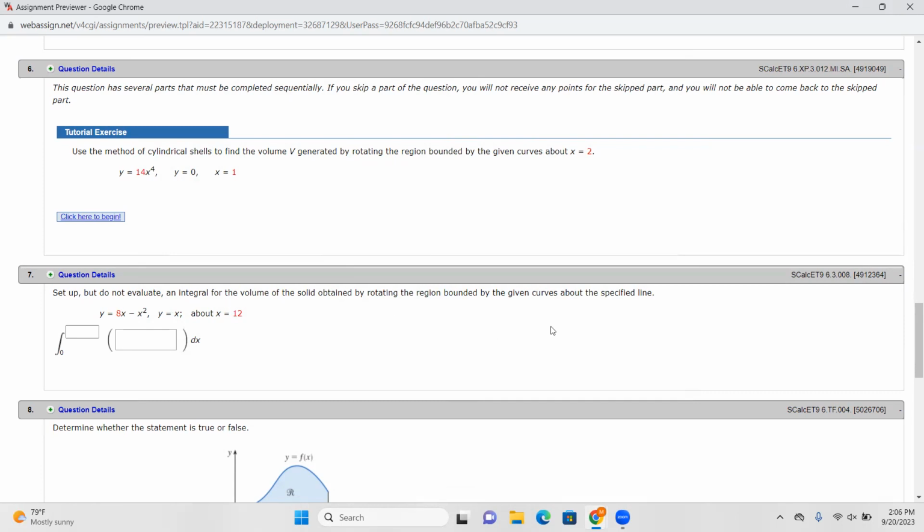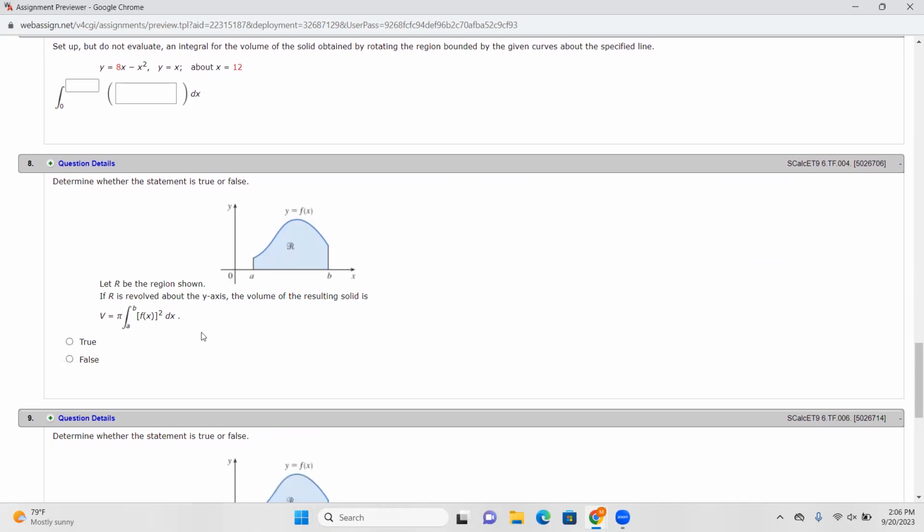We're revolving about x equals 12, so similar story. We're going all the way over to x equals 12. I bet the intersection points lie to the left of x equals 12. So whenever we compute our r, the distance from the outside to the axis of rotation, it's going to be easiest to do 12 minus wherever our rectangle is, and our rectangle is always going to be at x horizontally. So the little r here should be 12 minus x.